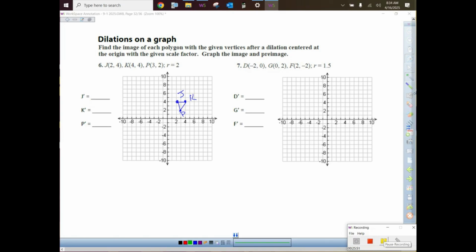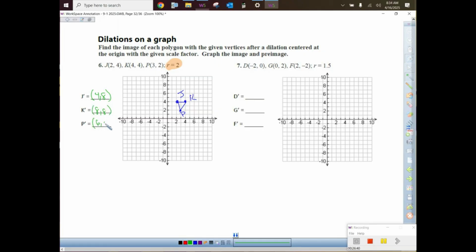They give us a scale factor. They use R for the word ratio, right? There's like a ratio of 2 in this case. All that means is take every number in your ordered pair times that guy. We're going to take them times 2. If you need to use a calculator, great. If not, no big deal, but let's do J prime. The X has to be taken times 2, so wouldn't that become a 4? And then the Y has to be taken times 2, an 8. Do you see where I got 4, 8 from? If J is at 2, 4, and it's supposed to get times 2, it would go to 4, 8. See if you can figure out where K prime would be. Check it with mine. And see if you can figure out where P prime should be.